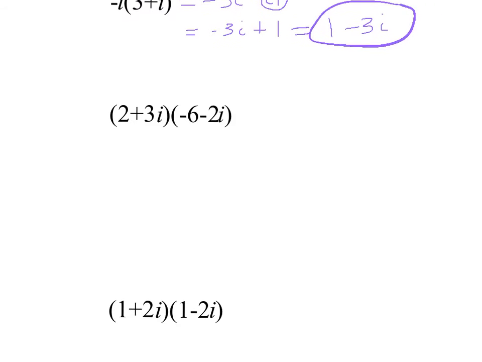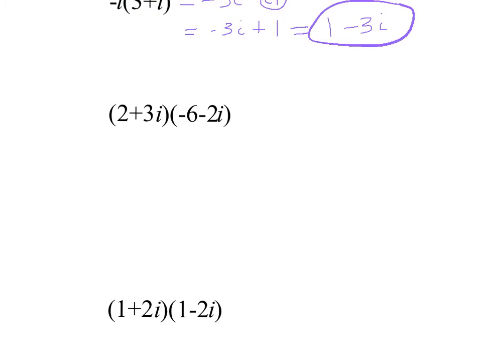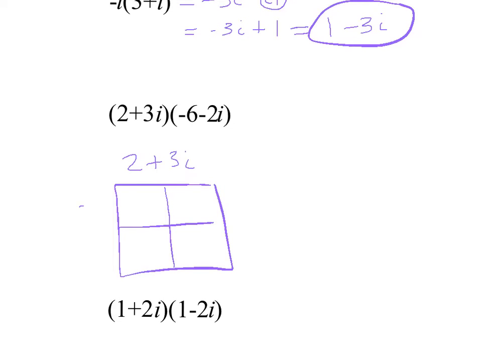All right, a couple more examples. Almost done here on this slide. So here I have 2 plus 3i, and then negative 6 minus 2i. Multiply those, so we get negative 12 minus 18i minus 4i, and then I have minus 6i squared. i squared is negative 1. Negative 6 times negative 1 is a positive 6.